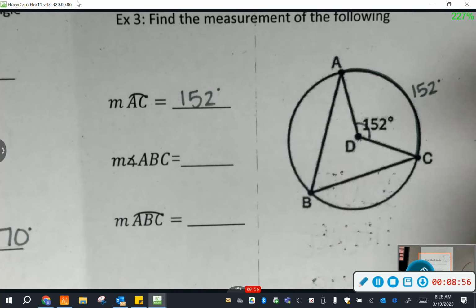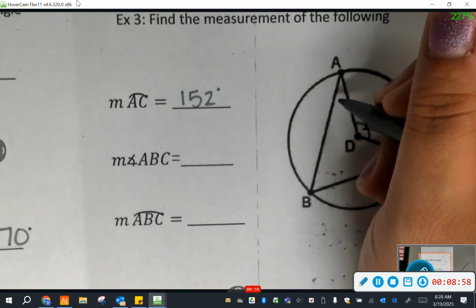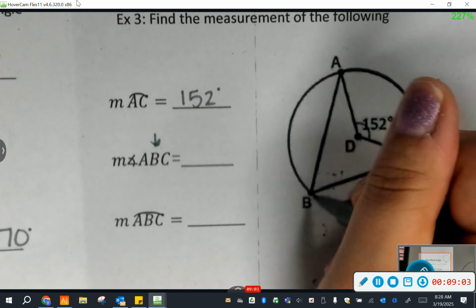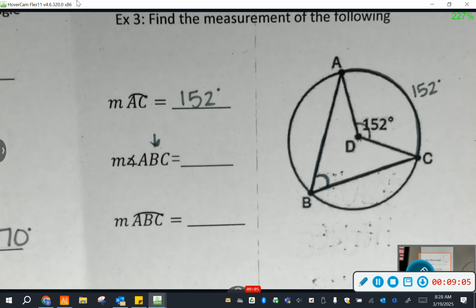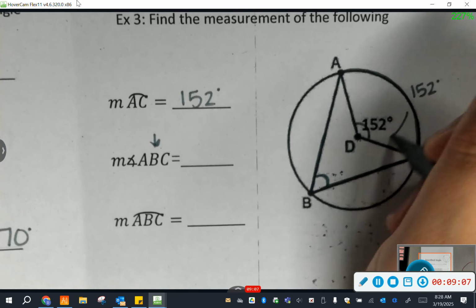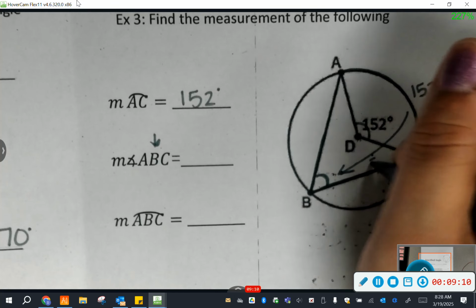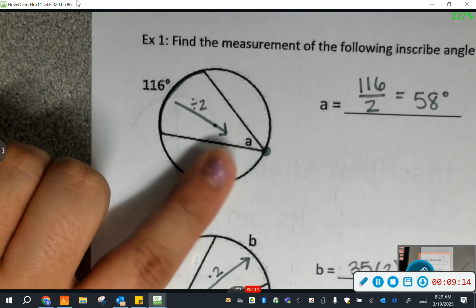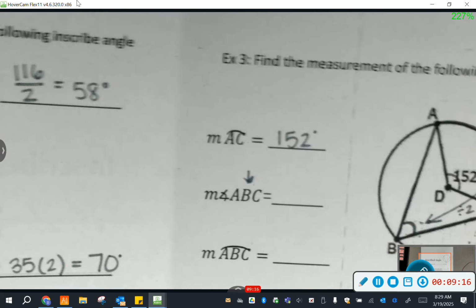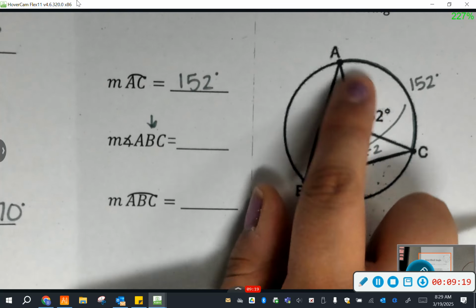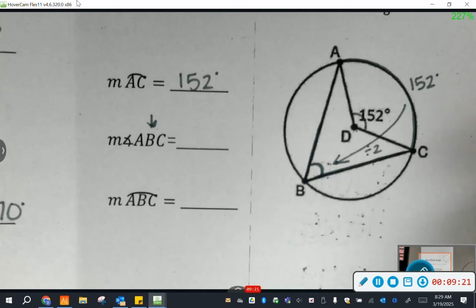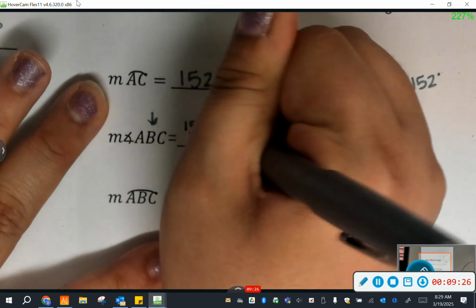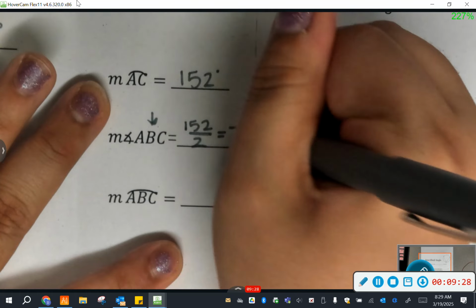Okay, ABC. How can I find the angle? And this time it's talking about an angle, A to B to C. So remember, you look at that middle letter. This wants to know, what is this angle B? I'm going to divide by 2, just like we did over here. If I have the arc and I want the angle, I divide by 2. I know there's a bunch of stuff in the middle, but I have the arc, I want the angle, divide by 2. What is 152 divided by 2? 76 degrees.